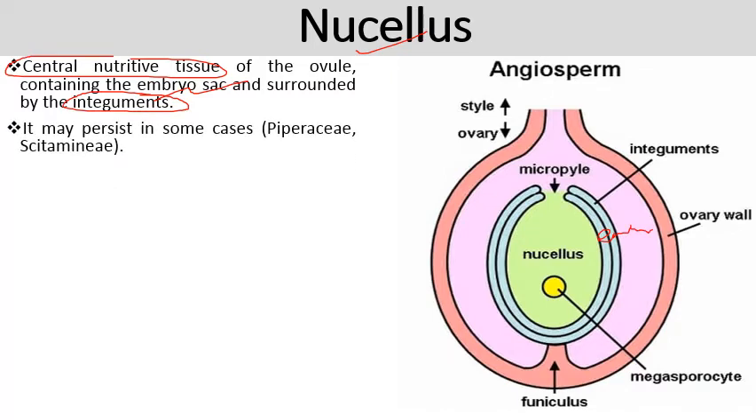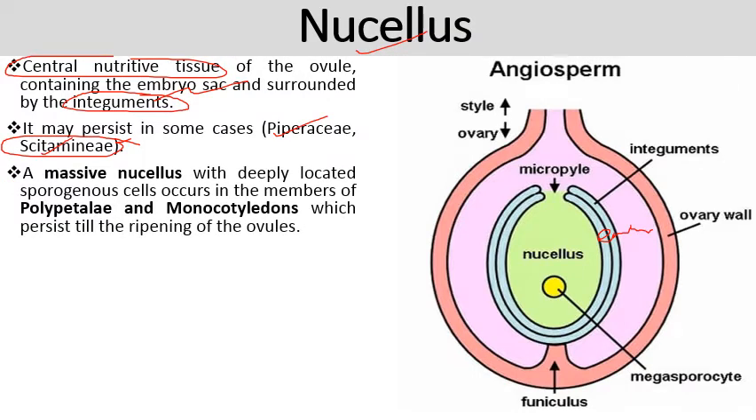It may persist in some cases, like we have family Piperaceae and Scitamineae. तो इन families के members में ये persist करता है. Otherwise, it is consumed completely with the development and maturation of the endosperm. जैसे जैसे endosperm mature होता है वैसे वैसे ही nucellus completely consume हो जाता है. Then, in some cases, a massive nucellus with deeply located sporogenous cells occurs in members of Polypetalae and monocotyledons, which persists till the ripening of ovule. तो कुछ ovules में present होता है massive nucellus, जिसमें sporogenous cells are deeply located, और ये nucellus persists till the ripening of ovule.